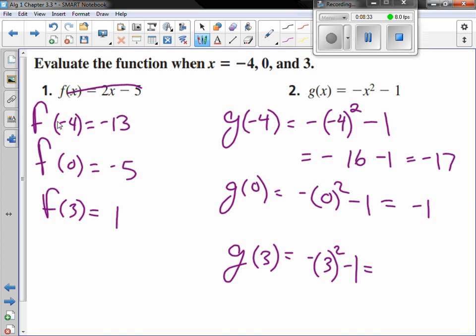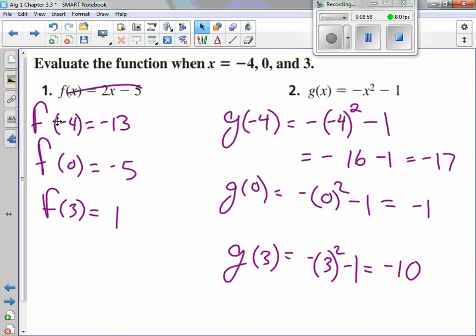And last but not least, if we do the last one here, I believe we should get negative 10. And that's it. That's all we need to do for these here. Any questions on any of these that we've done so far? For which one? For the second one? For 0? Do we do this and then that?